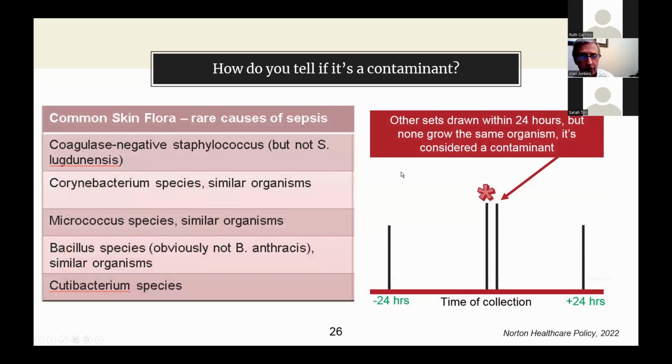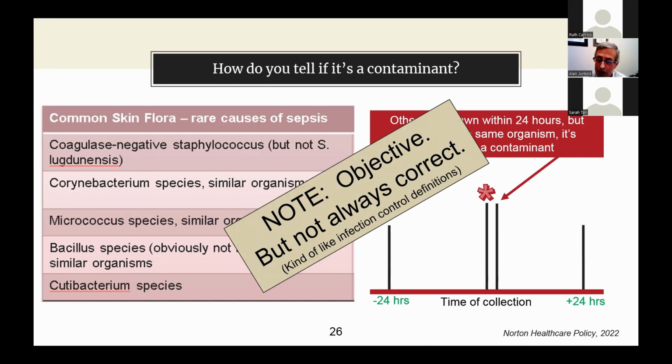So again, this is what we do. A common skin flora organism, one of these guys right here. We will look and see, here it is, this one with the asterisk, there's the contaminated culture. We look at any other sets that were drawn within 24 hours, so 24 hours on either side of the time of collection. Okay, here's another blood culture that was drawn, and it did not have that organism. So there's no other blood cultures drawn within that 48-hour period that have the same organism. That, by definition, is a contaminant. Okay, by definition. That is a nice, objective way of doing it.